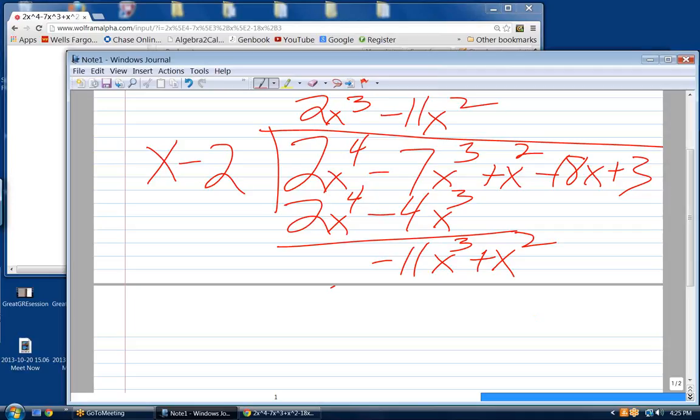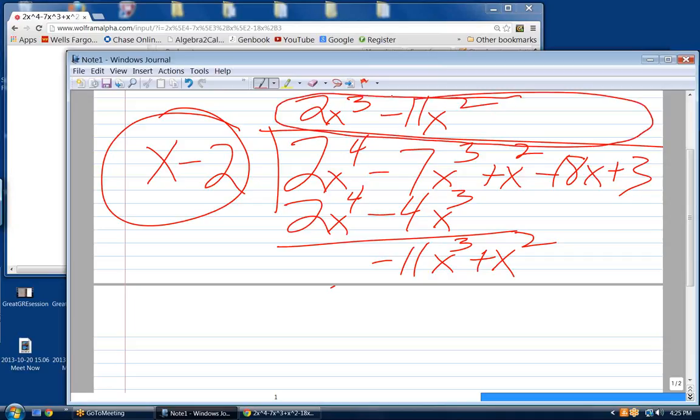That's how you do long division with a polynomial. Let's say they told us that one of the solutions was x equals 2. Well, my first step would be to divide that 4th degree polynomial by x minus 2 to come up with the cubic. In other words, this times this would have to equal that.